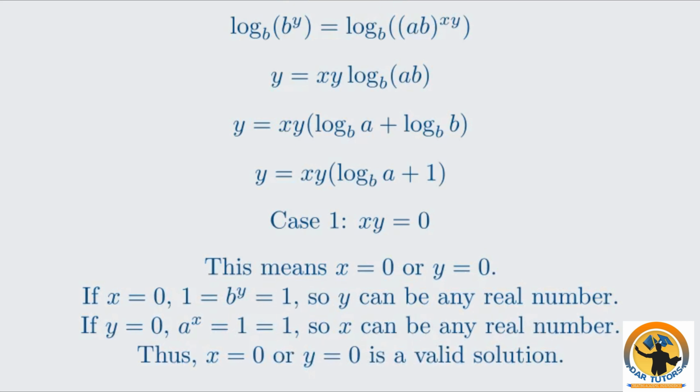We now have two equations. Let's consider two cases. Case 1, x times y equals 0. This means either x equals 0 or y equals 0. If x equals 0, the original equation becomes 1 equals b to the power of y equals 1, which means y can be any real number. If y equals 0, the original equation becomes a to the power of x equals 1, which means x can be any real number. So x equals 0 or y equals 0 is a valid solution.